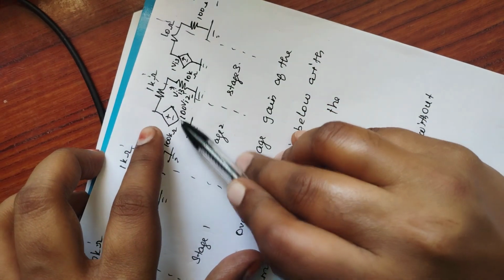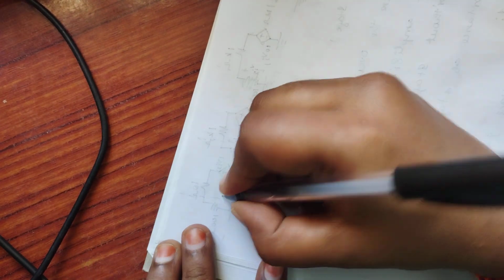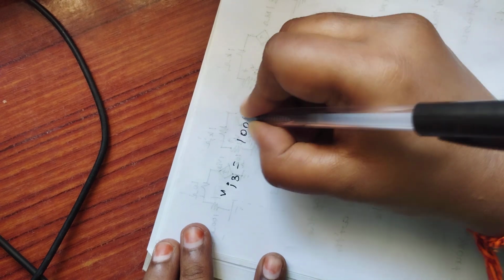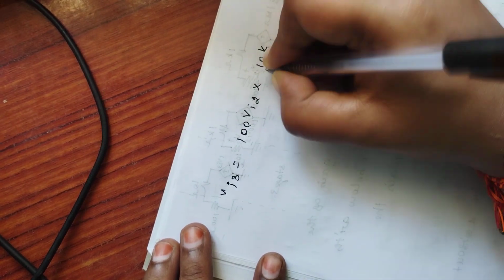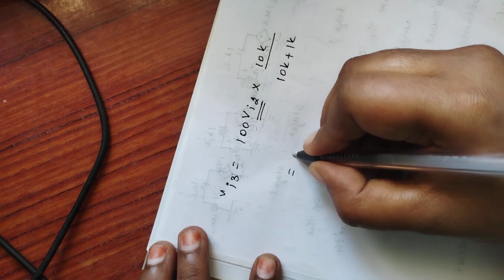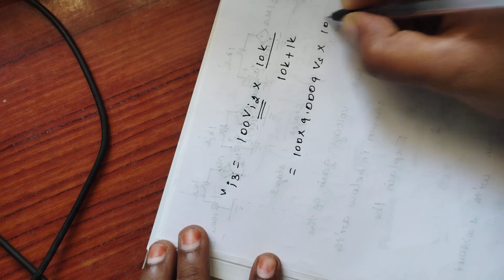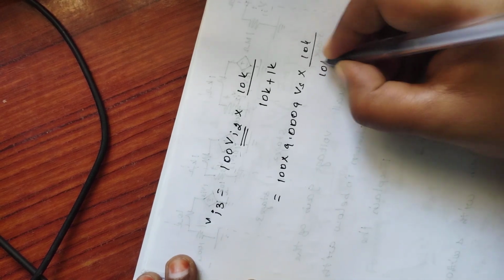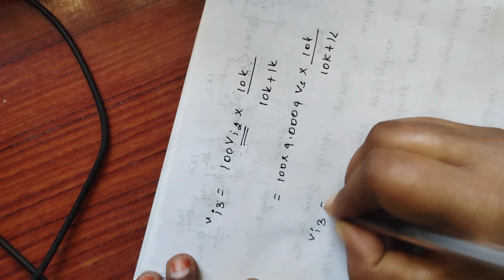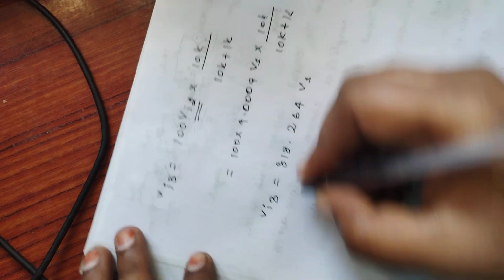Now for the third circuit, this is the input and this is the output. Again we apply the voltage divider rule. The value of Vi3 will be 100 Vi2 times 10k divided by 10k plus 1k. Vi2 we found as 9.0009 Vs, so 100 times 9.0009 Vs times 10k divided by 10k plus 1k. So we find the value of Vi3 as 818.264 Vs.